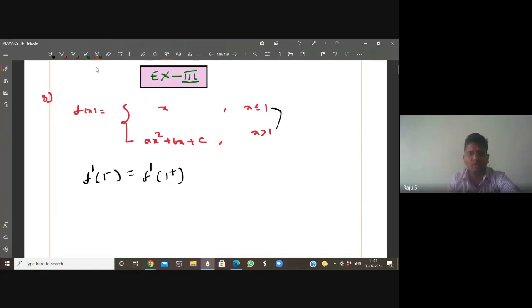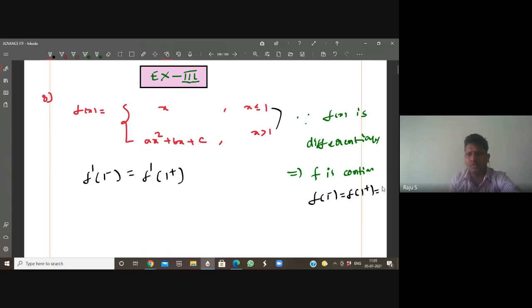And also, since f of x is differentiable, shall I write which implies f is continuous? Yes, every differentiable function is continuous, so whenever it is continuous, f of 1 minus is equal to f of 1 plus is equal to f of 1. This is continuity, LHC at 1 is equal to RHC at 1 is equal to f of 1.